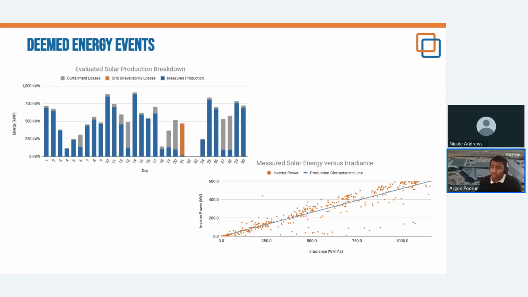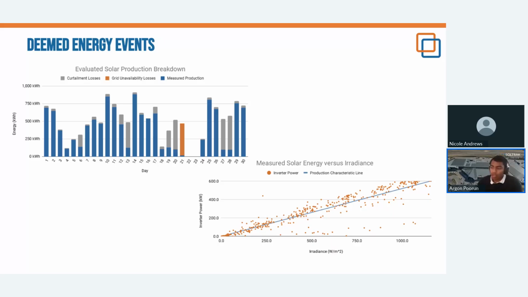And then the second element that is quite important is quantifying how much energy was deemed to be lost. There are a number of different ways of quantifying, but the most simple is to use the linear relationship between irradiance and plant production. So there's a linear relationship there that can be used.